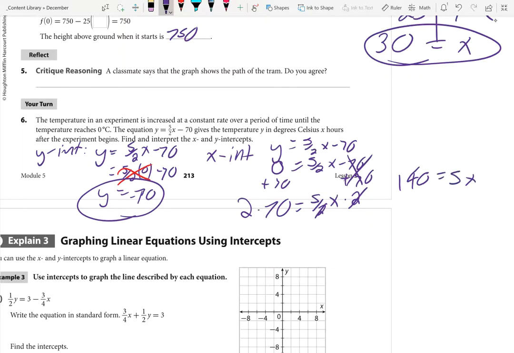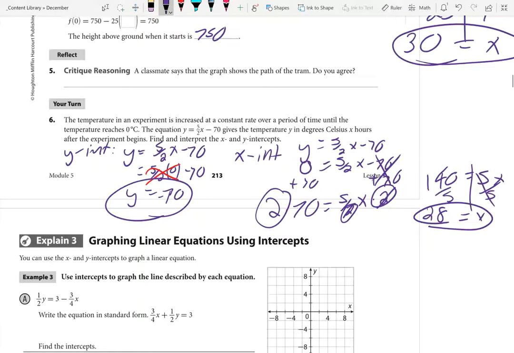So again, notice what I did. I decided to get rid of the denominator, and to do that, I had to multiply. So I multiplied by 2 to cancel it out. And of course, since I did it on the right, I had to do it on the left as well, making 2 times 70 equal to 140. Now just divide by 5, and we get our answer. X is equal to, I think that's 28. So our x-intercept is at 28.